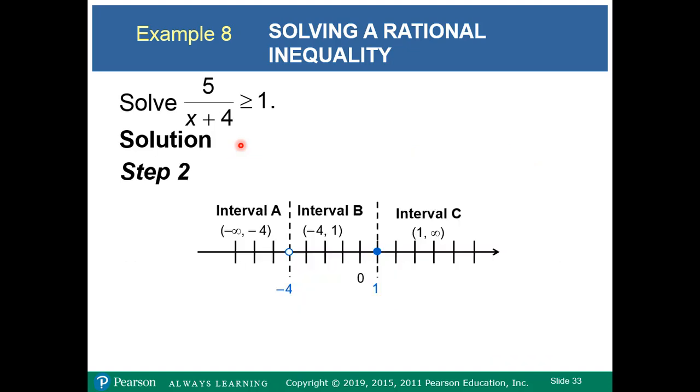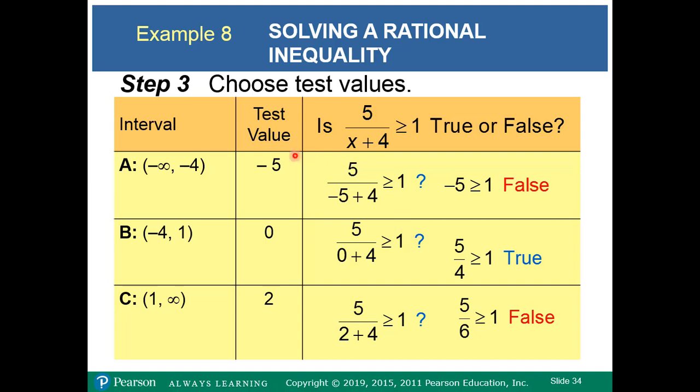Now notice what they did here. Negative 4 is a restricted value, so they put an open circle around it, saying we are not including negative 4. We're using it to partition and find the intervals we're interested in, but negative 4 is not included. But 1 is included. So now we're going to use our test points to test each one of these intervals. We're going to use negative 5, 0, and 2.